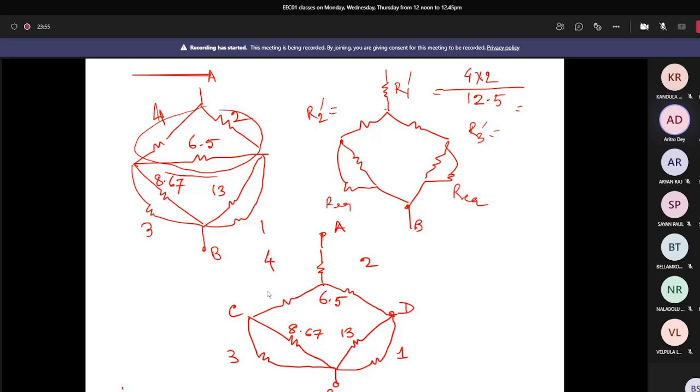Clear? Now it is clear. Okay, sir. Yes, sir. So these things are just converted into this star. This delta has gone, ACD delta has gone. Now only a star is left.